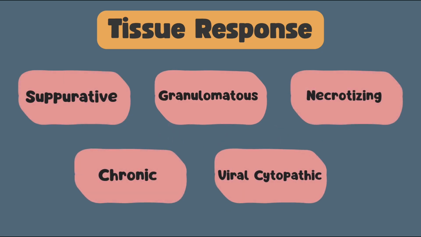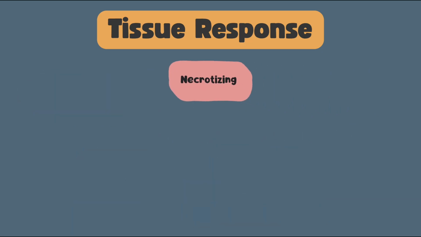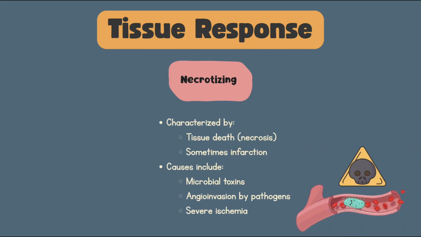The third pattern is a necrotizing pattern, and in this pattern, we see cell death or necrosis. Sometimes infarction may also occur, and we discussed infarction in detail a couple minutes ago as well. Possible causes for this are microbial toxins, angio-invasive pathogens, or severe ischemia.